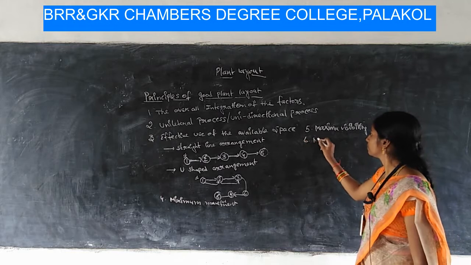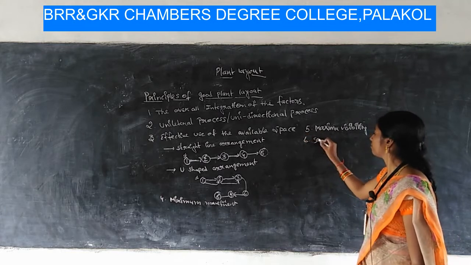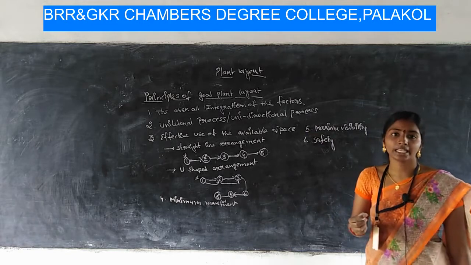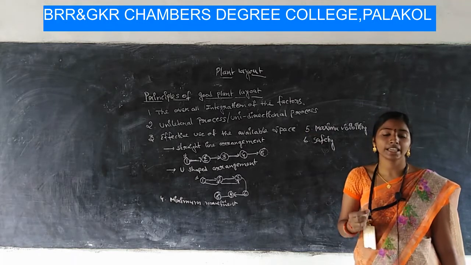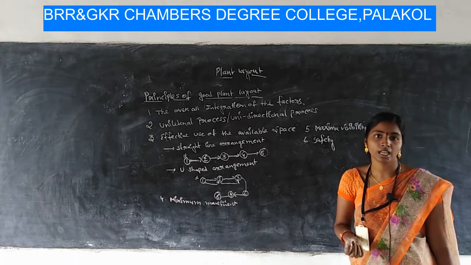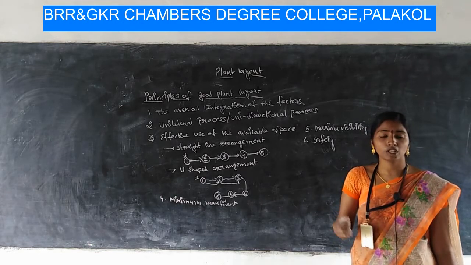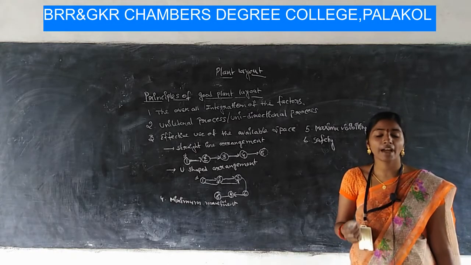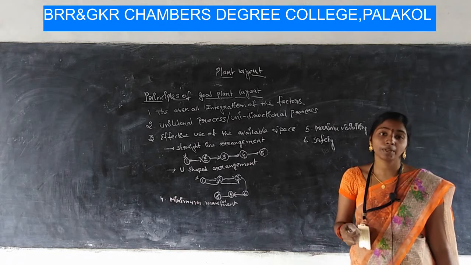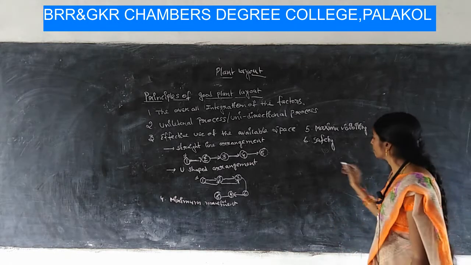Sixth one, safety. While designing the plant layout, we have to consider the safety of the employees or the systems that are in the production process. Okay, so if there is any possibility of prevailing accidents, we have to eliminate those things and we have to provide certain precautionary activities.